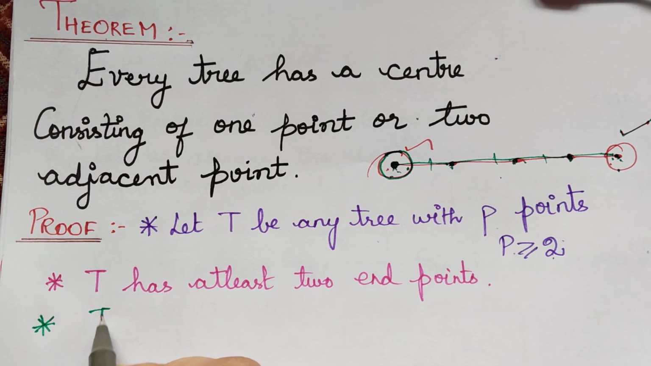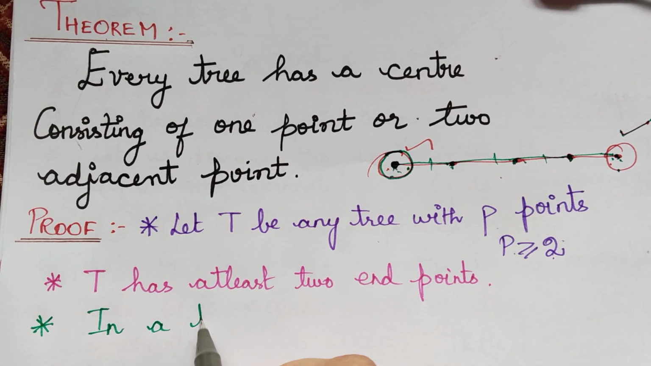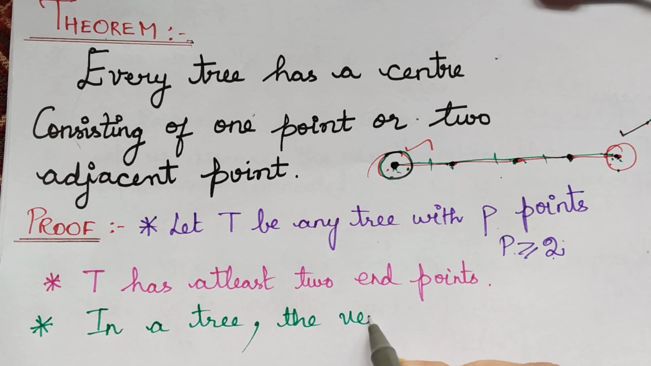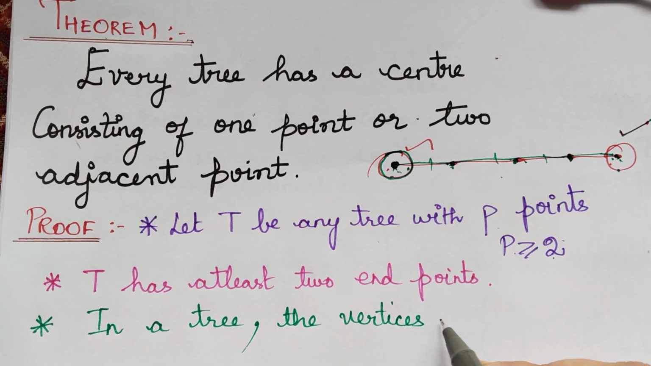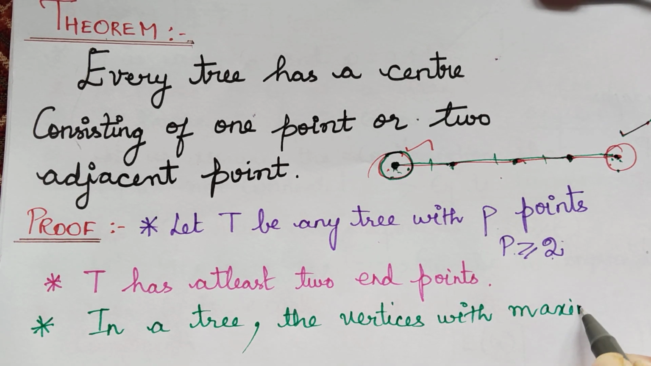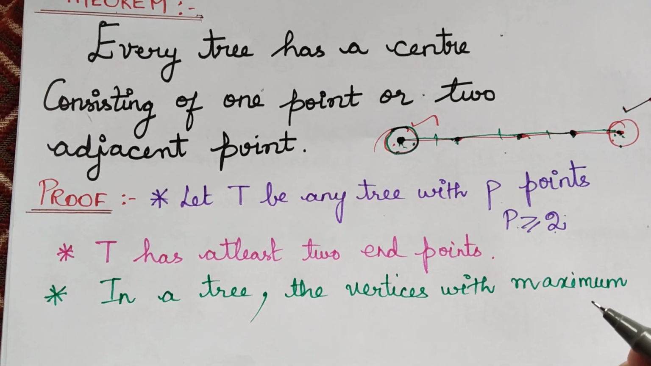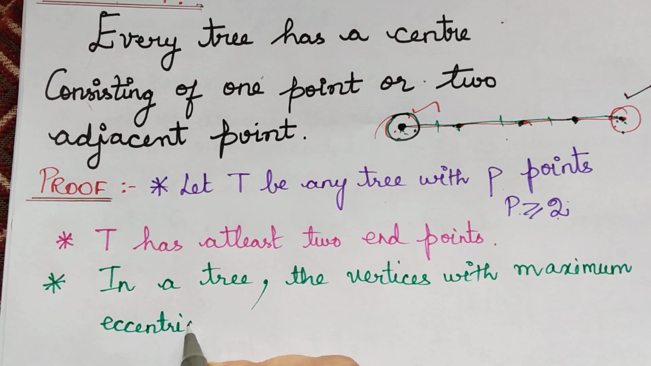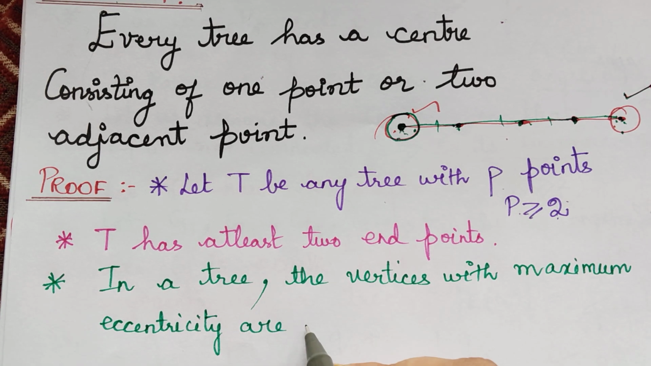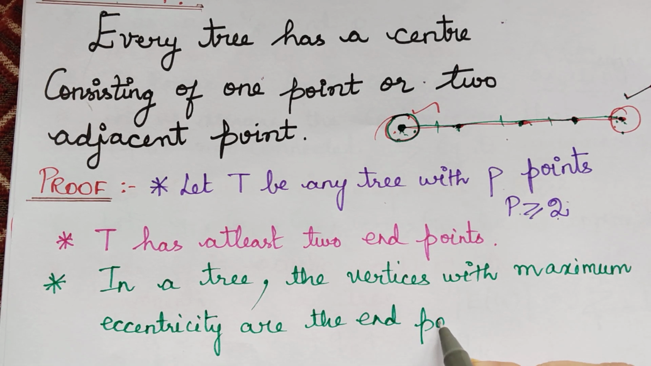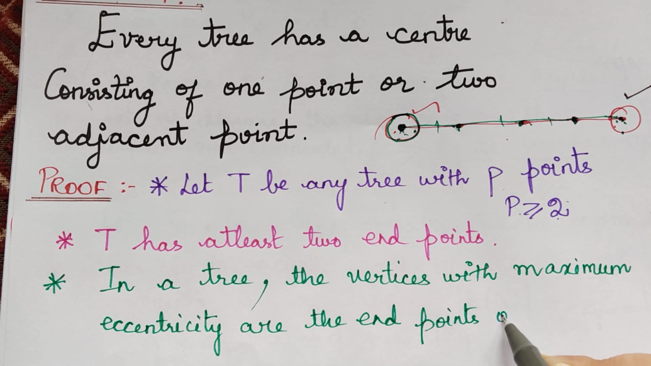So in a tree, the vertices with maximum eccentricity are the endpoints of the tree.